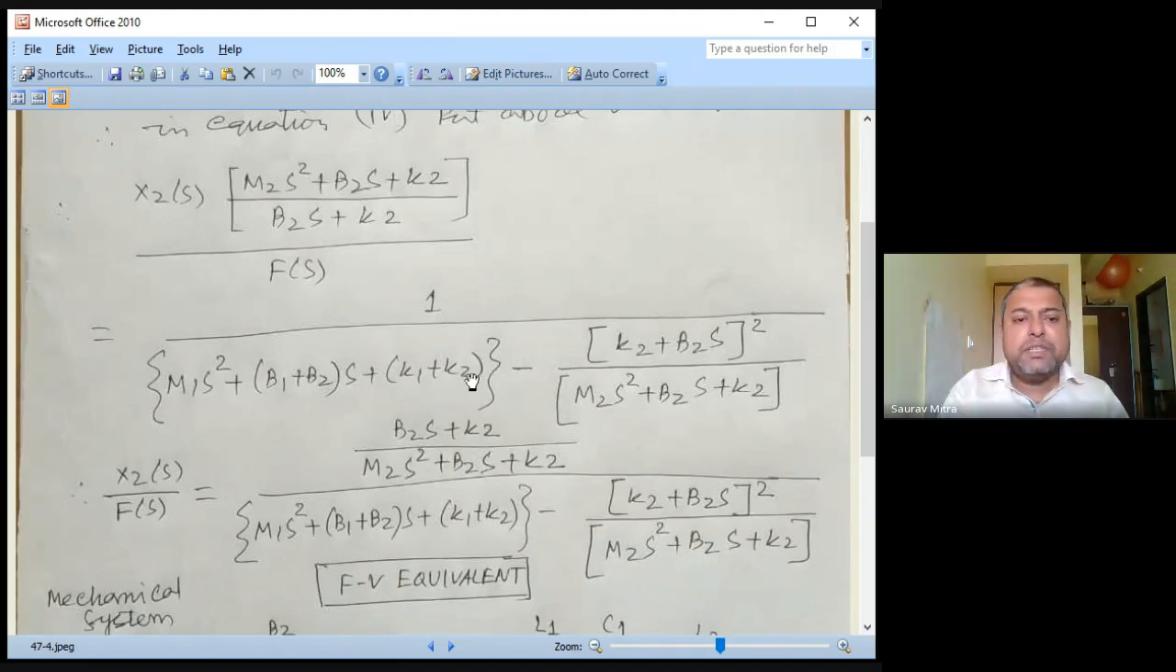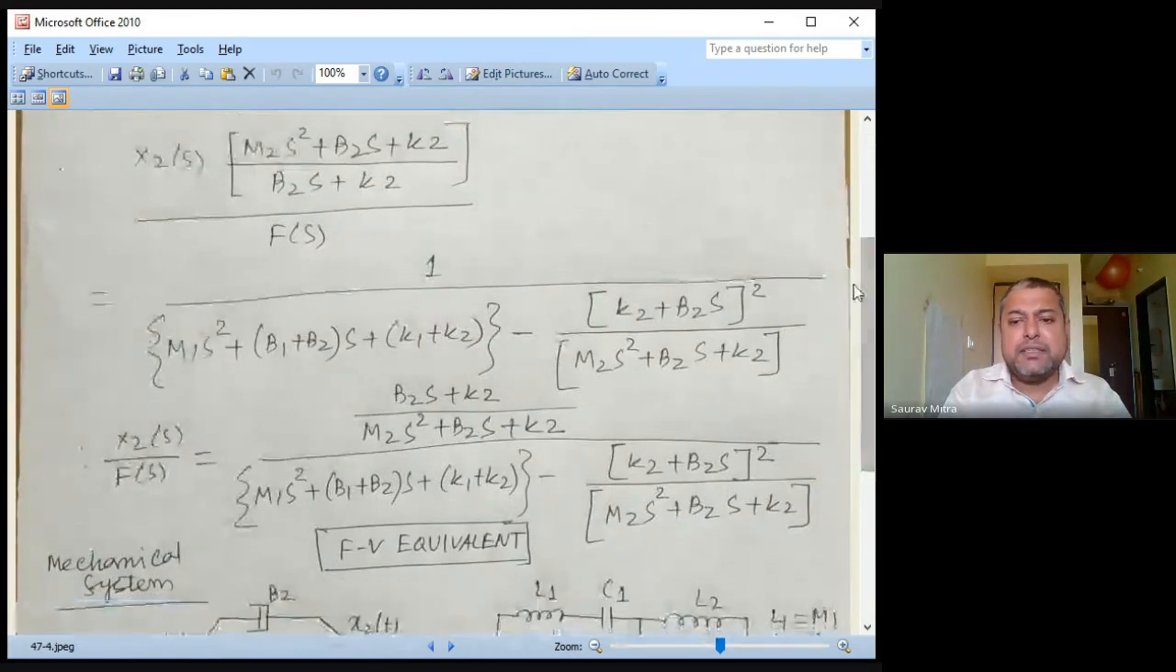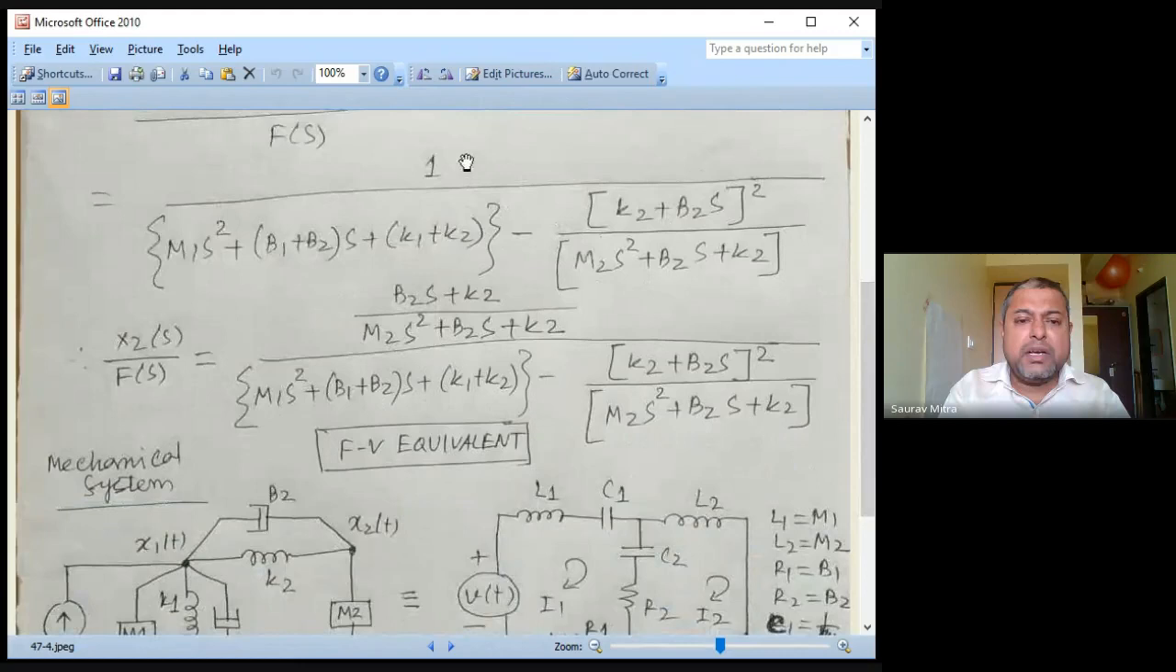So X2(s)/F(s) will have m2 s square plus b2 s plus k2 in the denominator, b2 s plus k2 in the numerator, and the denominator will remain the same. So for both X1(s) and X2(s), the denominator will remain the same. If you check, this was the equation for X1(s)/F(s), so this was the denominator. In X2(s)/F(s) also the denominator remains the same. Only in X1(s)/F(s) the numerator is 1, and in X2(s)/F(s) the numerator is (b2 s plus k2) divided by (m2 s square plus b2 s plus k2). This is the only difference.